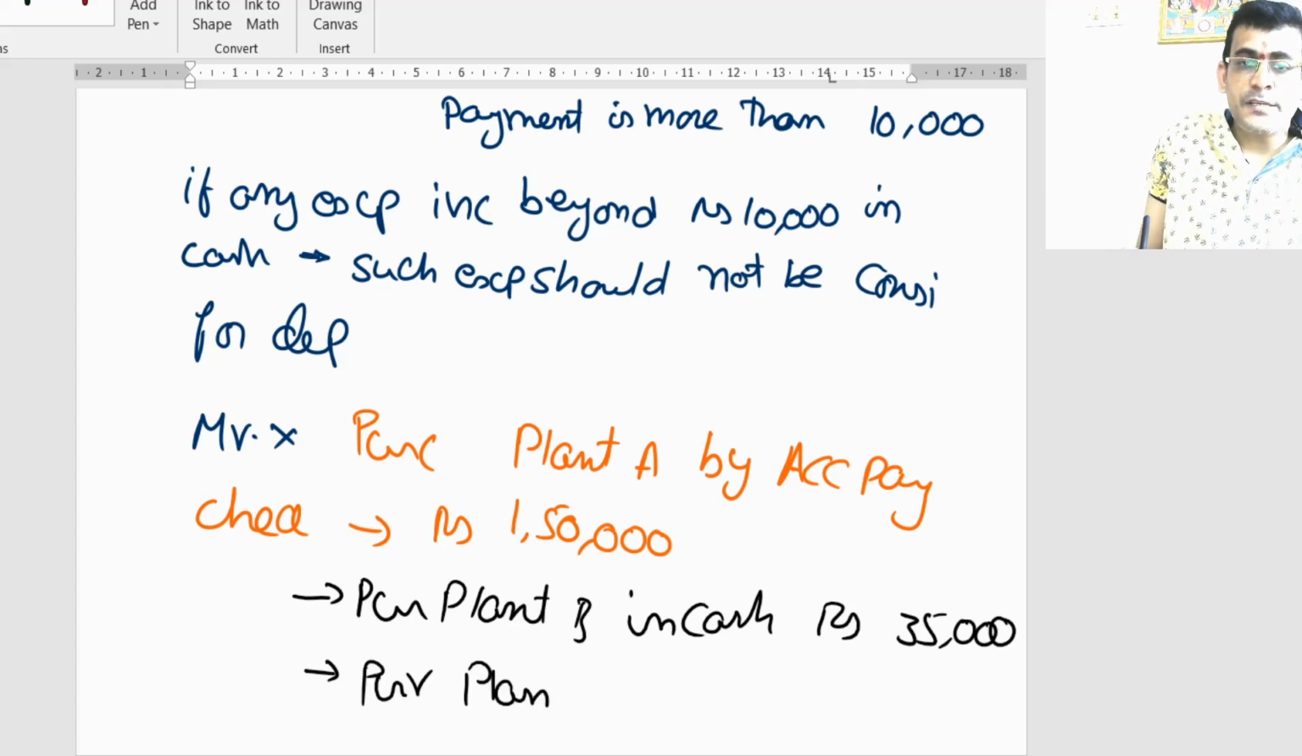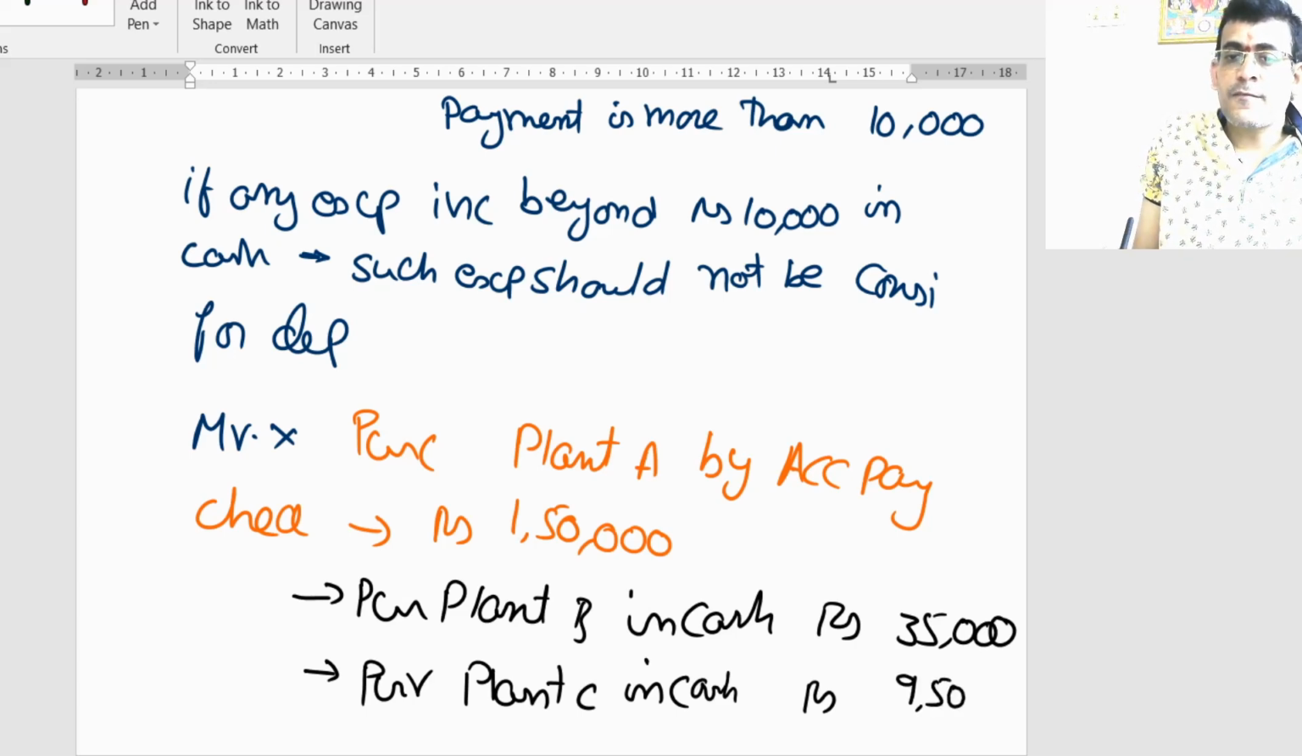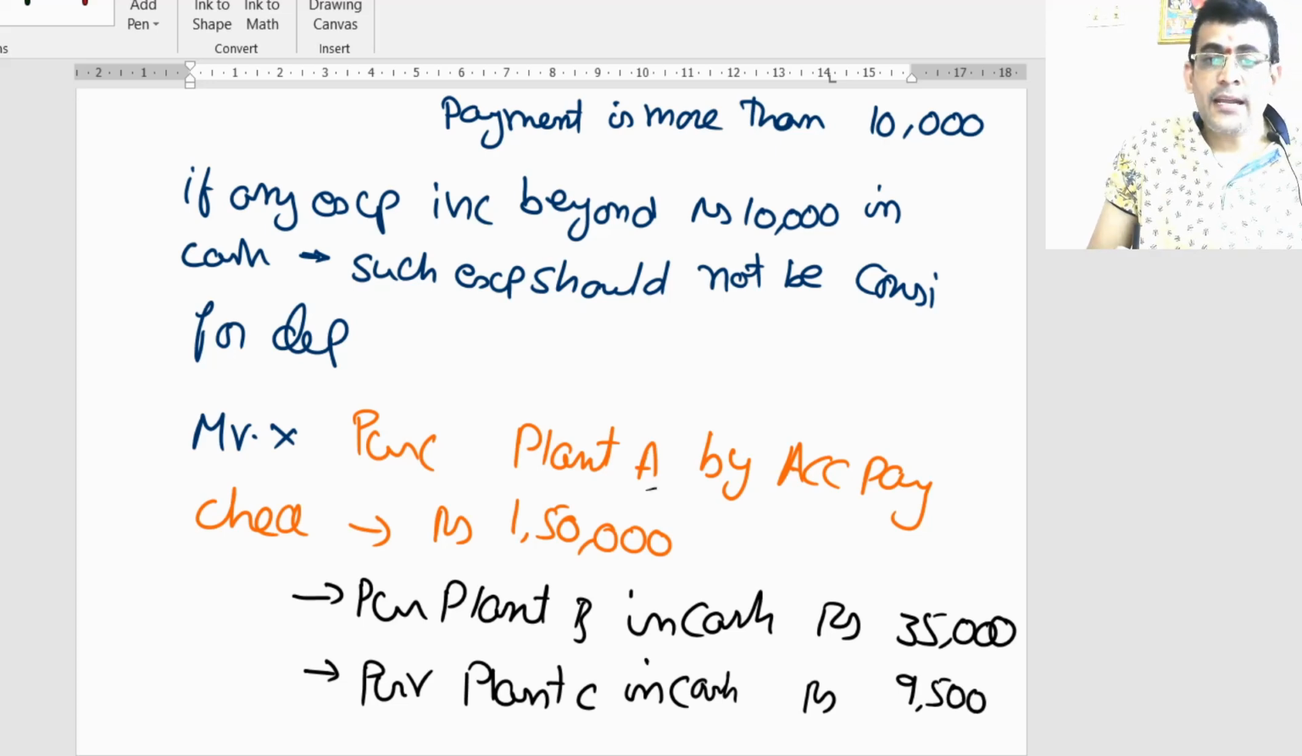The same person also purchased plant C. What is he doing? He purchased plant C in cash, for rupees, let us consider 9,500. So these are the three assets purchased. Plant A was purchased by account payee check. Plant B was purchased in cash. Plant C is also purchased in cash.